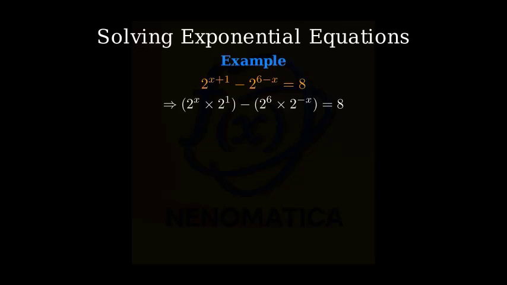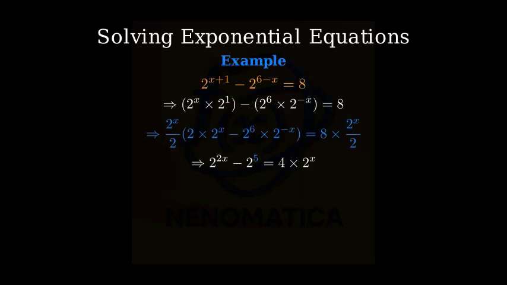And similarly, 2 to the power of 6 minus x can be rewritten as 2 to the power of 6 times 2 to the power of negative x. For our next step, we'll multiply both sides of the equation by 2 to the power of x divided by 2. This smart substitution will help us eliminate the negative exponent and simplify our equation. Let's simplify what we've got. When we multiply 2 to the x by 2 to the x, we get 2 to the power of 2x.